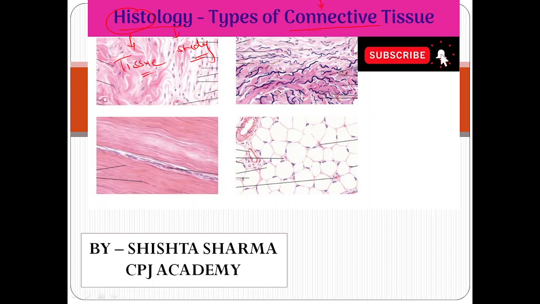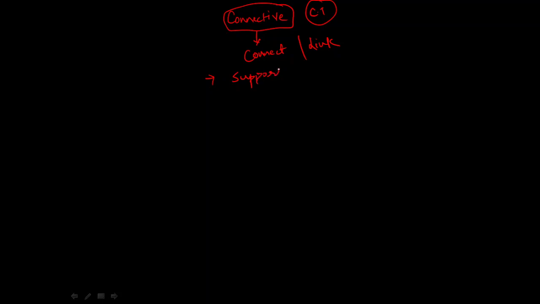So what's the first thing that comes to your mind when you hear the term connective tissue? As the name suggests, whatever tissue we are talking about, it is connective tissue, so it connects or provides a link. Or you can say it provides support. This is the major function performed by the connective tissue.